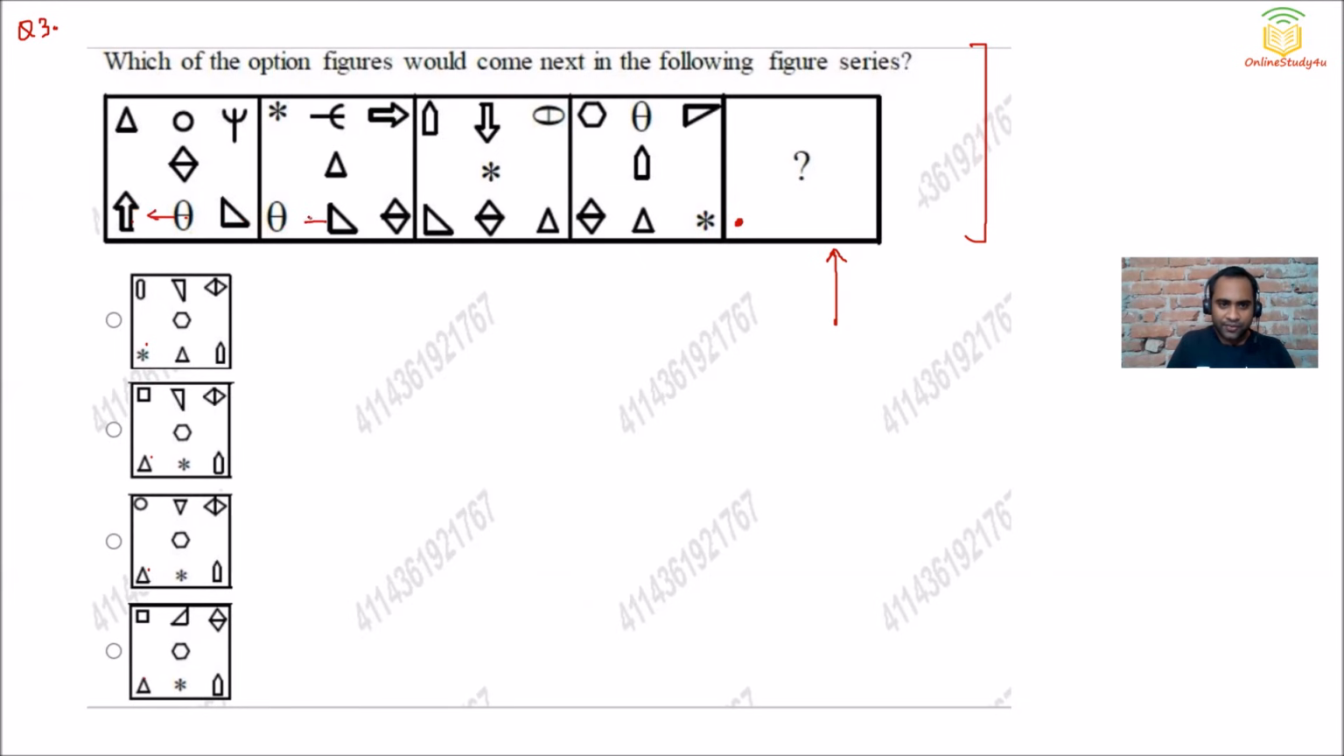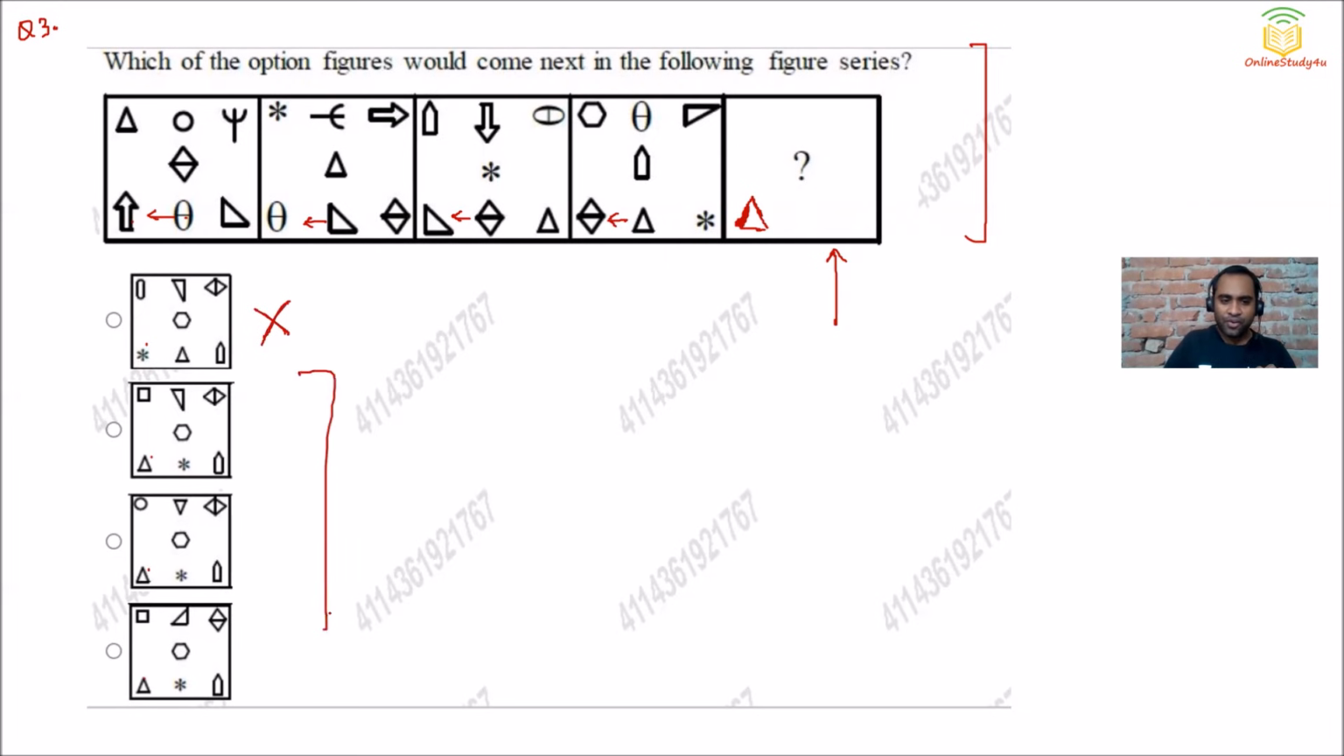In the next figure, theta has moved here. In the next figure, this has moved here. In the next figure, definitely this triangle will be moved here. So one thing we are very much sure of is that here it should be a triangle, so option A will be eliminated. Basically we need to eliminate the options, and that's how you are going to get your answer correctly.